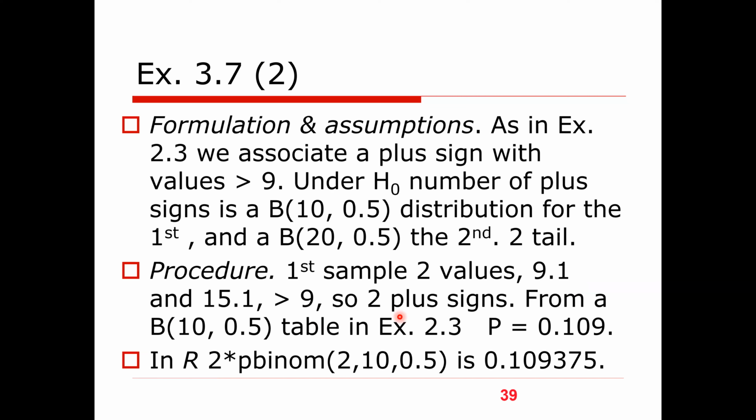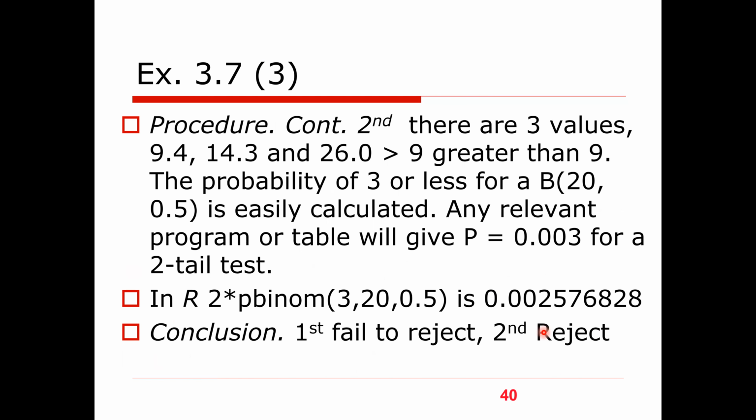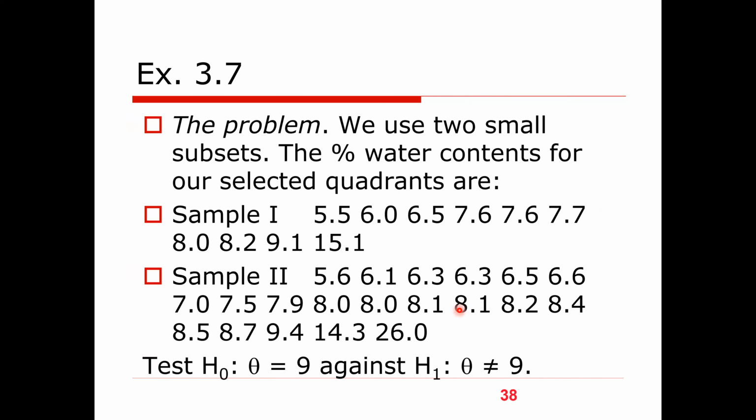So the probability for two-sided is 0.109, which is what the table in the textbook gives. Remember the table of the binomial distribution; to get each value, we use that table. For the second sample, we have 3 values greater than 9. The second sample is here. We have 3 of them exceeding 9.